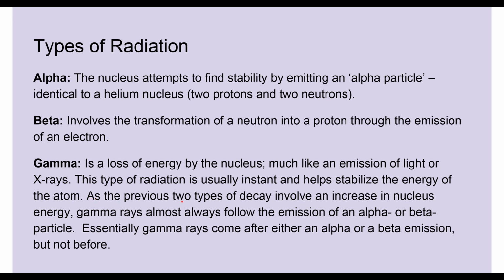So, as the previous two types of decay involve an increase in nucleus energy, gamma rays almost always follow the emission of an alpha or beta particle. Essentially, gamma rays come after either an alpha or beta emission, but not before. Typically, gamma radiation just doesn't happen on its own; there is some alpha and some beta that also occurred. All right, so these attempt to find stability, okay, energy levels get thrown off, which generally leads to gamma radiation. And we'll look at some examples of where this could occur.